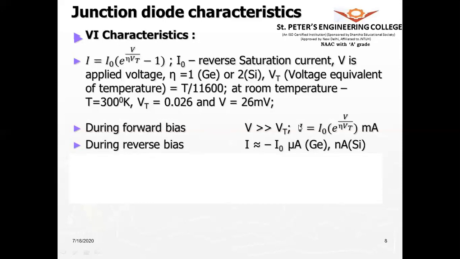And the current I is in milliamperes, and it is given by I is equal to I naught into e to the power of V by eta times Vt. You can ignore this minus 1 because the current will be large in the forward bias. During the reverse bias, the current will be approximately equal to I naught. So this term will be eliminated, because it will be in terms of microamperes.